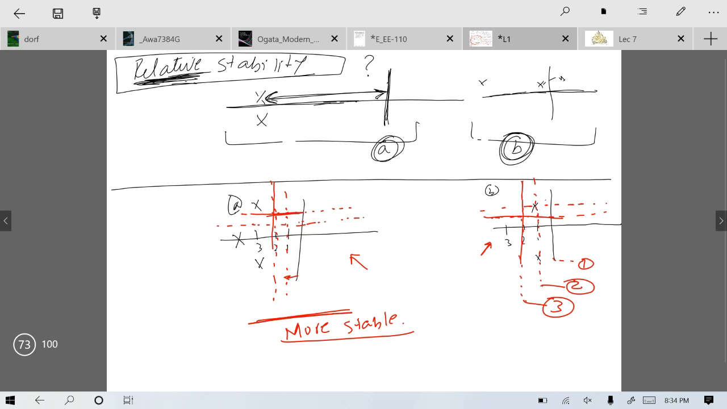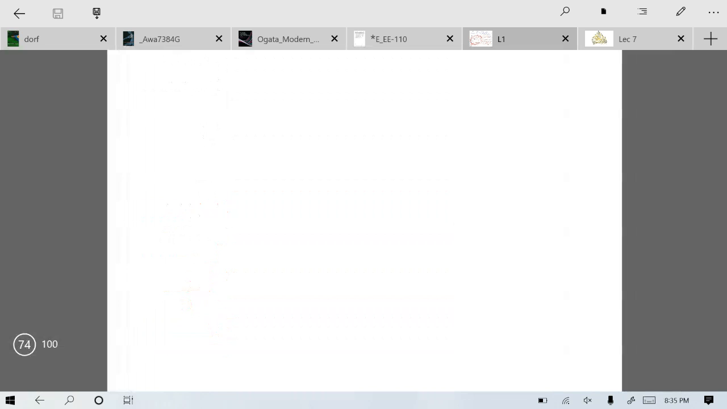So this is the way that we can find the relative stability of two systems: one system is already unstable if we have moved the axis three times to the left. However, the other system remains stable, so we conclude that this is a more stable system.